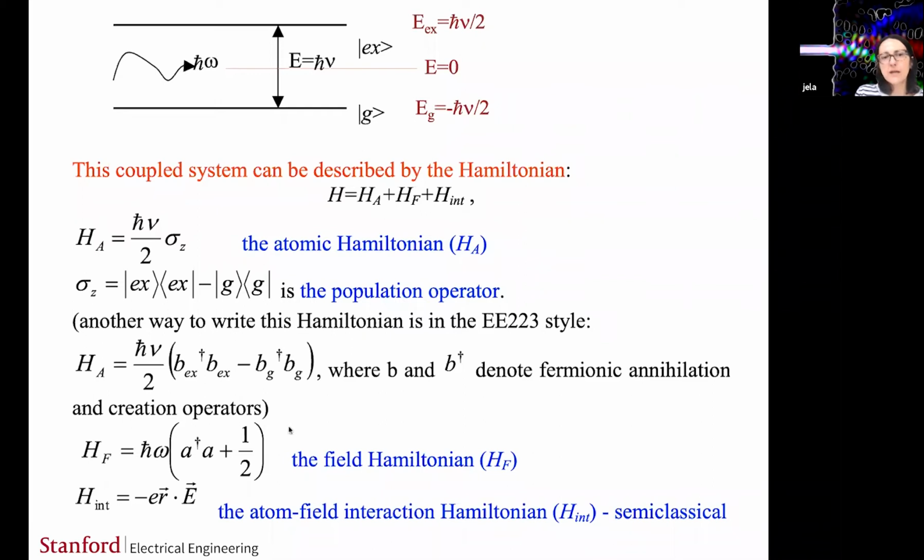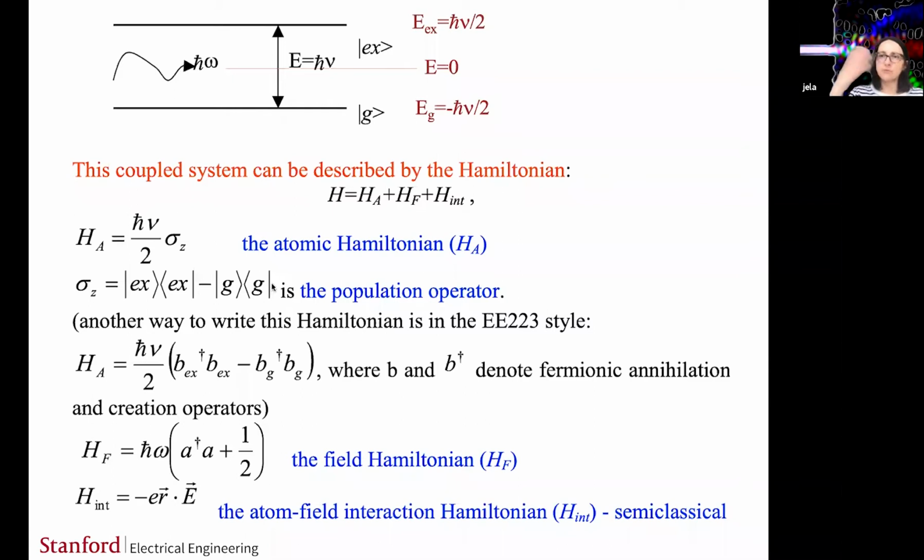Okay? And the field Hamiltonian, since we're talking about the interaction of a single cavity mode with the atom, is just a quantum harmonic oscillator, where a and a dagger are the annihilation and creation operators for that particular mode that is interacting with the system. So we have the atomic Hamiltonian, which is just a two-level system. We have the field Hamiltonian, which is a quantum harmonic oscillator. So the field Hamiltonian acts on Fock states, right? Fock states are energy eigenstates for that field Hamiltonian. And this atomic Hamiltonian acts on the excited and ground states.